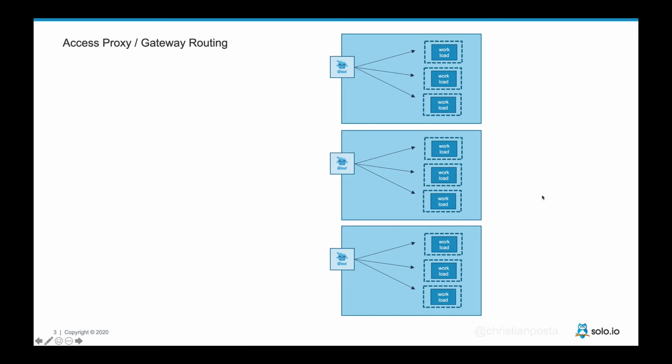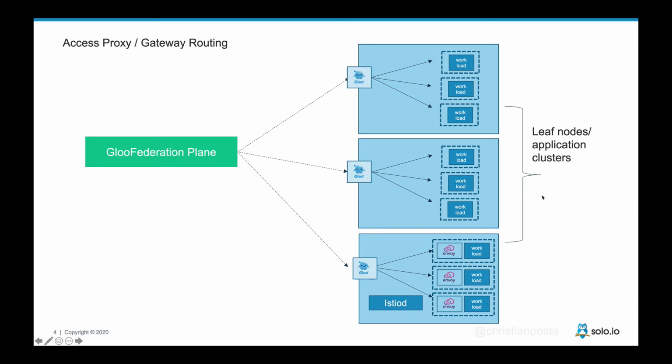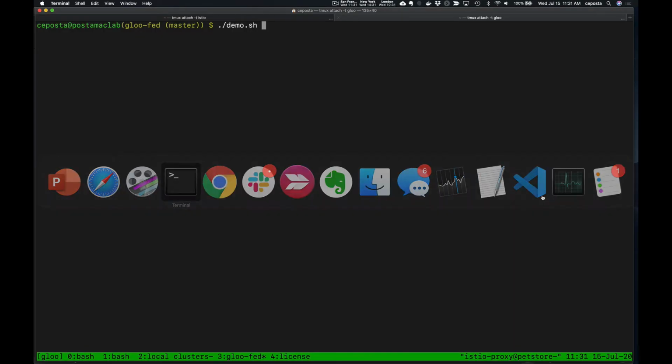But when you start to deploy across multiple clusters, there's a few challenges of doing that. One is maintaining configuration consistency across the clusters, and having these different clusters enables new capabilities. And so that's where the Gloo Federation management plane comes into play. And so let's take a look at what we can do with Gloo Federation.